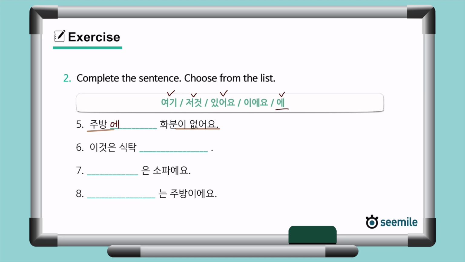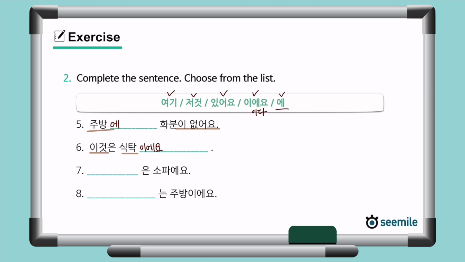The next question is for reviewing what you learned in the last class. 이것, this object, 식탁, a table. So we can assume that the speaker wants to say that this object is a 식탁. Simply put, this is a table. What Korean word comes to your mind that shows something's identity? Yes, 이다. So let's use 이에요 from the list. 이것은 식탁이에요. This is a table.